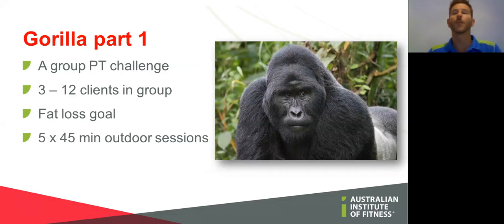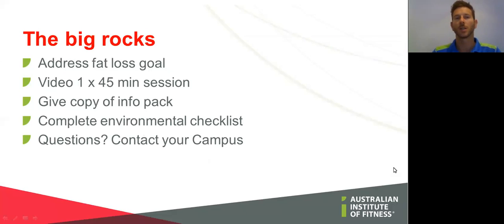So guys, starting off with the gorilla part 1, we're looking at this being a group PT project. Now, this will be a clientele of 3 to 12 clients in a group-based scenario whose common goal will be fat loss. You need to design 5 45-minute outdoor training sessions, and that's a key component. They must be outdoor training sessions. You need to address the goal that is weight loss or fat loss for these clients.